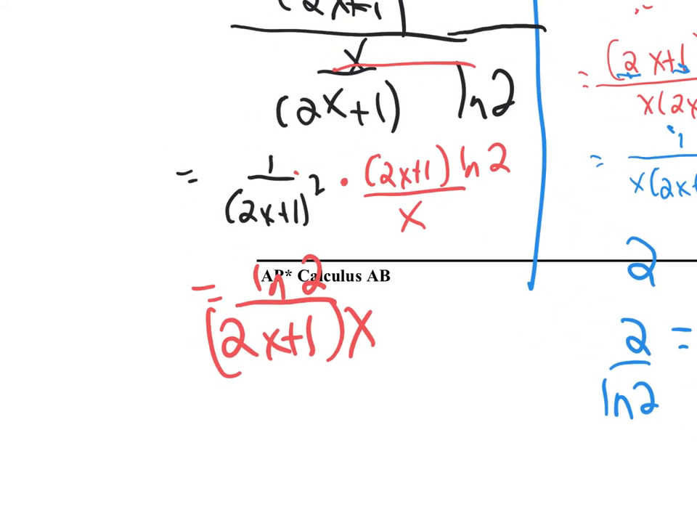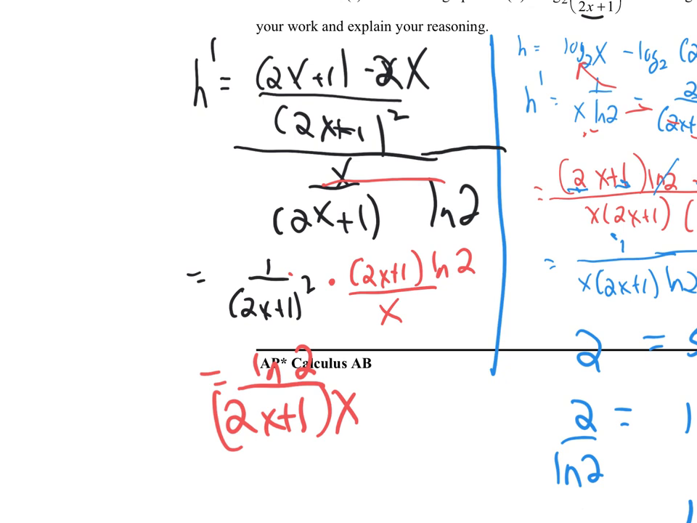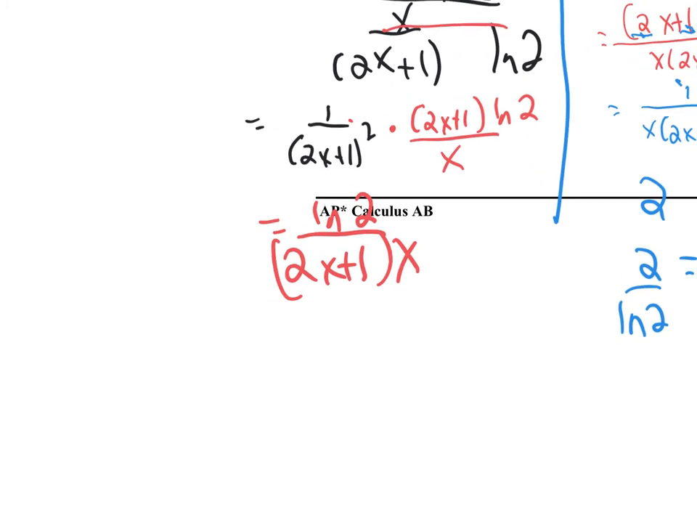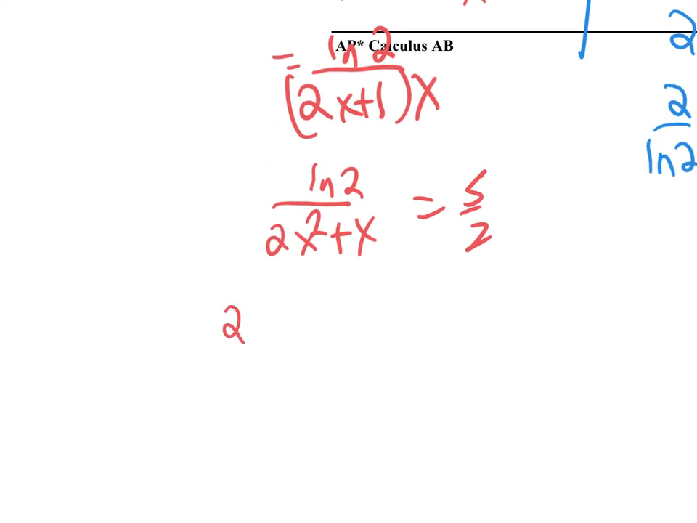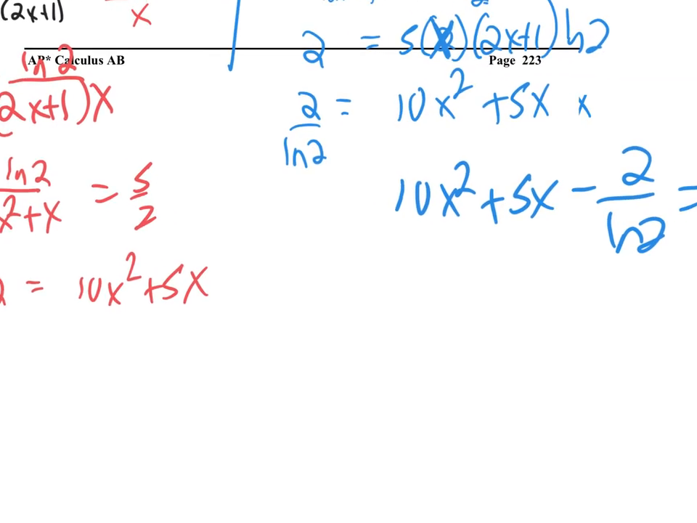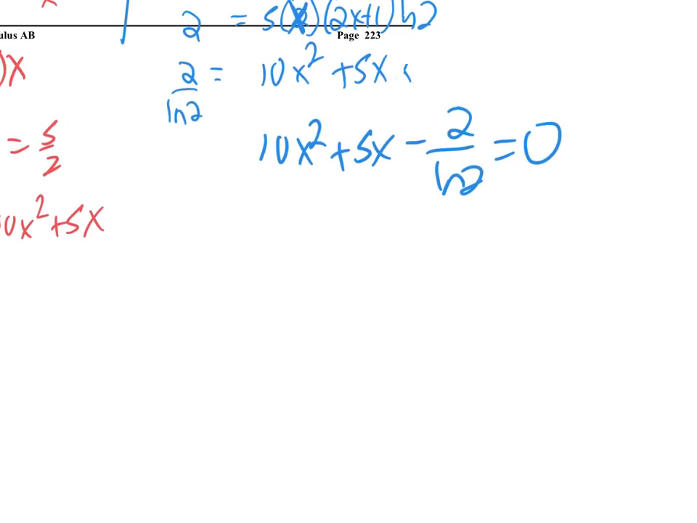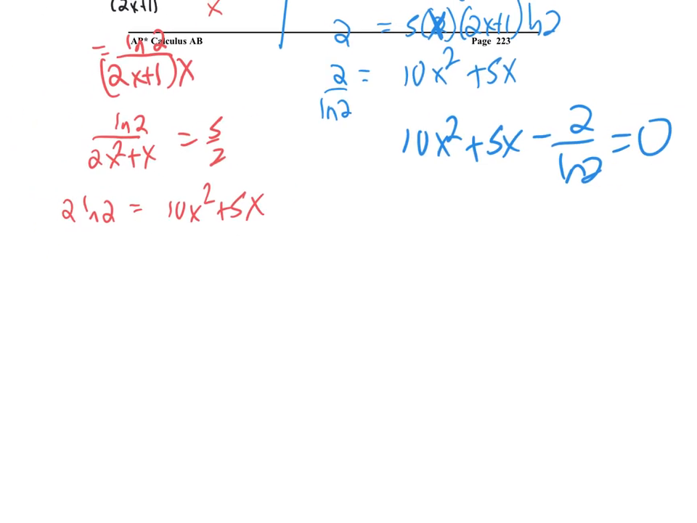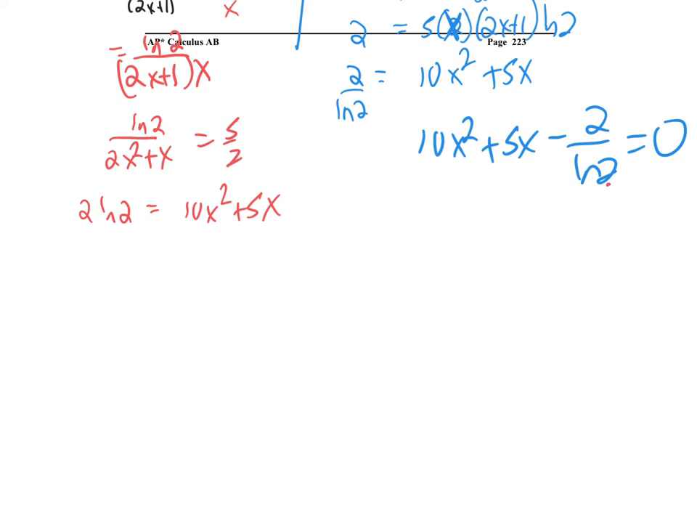Let me see here. 1 over 2x plus 1 squared times 2x plus 1 over x, yeah. So that gives me ln of 2 over 2x plus 1 times x, which turns into ln of 2 over 2x squared plus x. Set that equal to 5 halves. 2 ln of 2 equals 10x squared plus 5x. It's the same, it's going to be the same. There's my 2 minus 2 ln of 2. Well, that's a little different there. One slight difference. Not sure what the deal is.